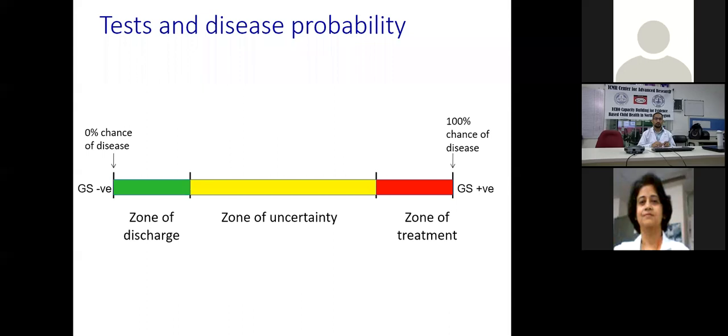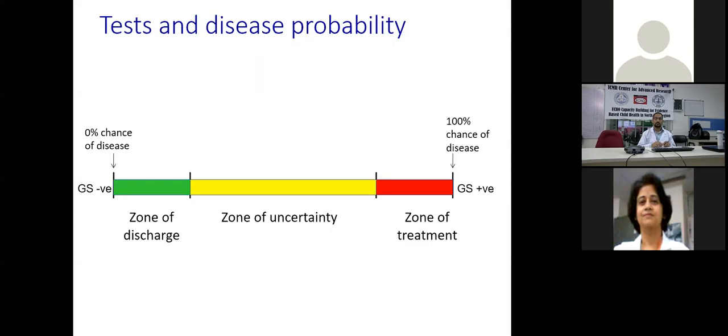Similarly, on the other side, on the left side, you have a zone of discharge. That means if the probability of the disease is so low that for all practical purposes you can exclude it, then you don't really wait for reaching a 0% chance of disease. You just say that, well, I'm discharging this patient from any further investigations. Now, where are these thresholds put? That entirely depends on the type of the disease.